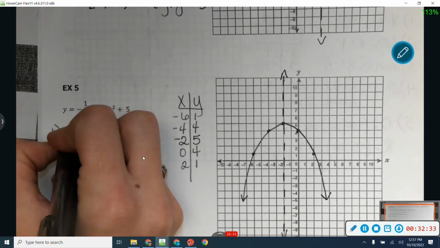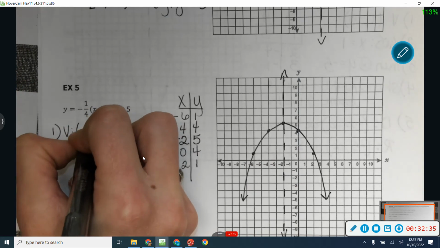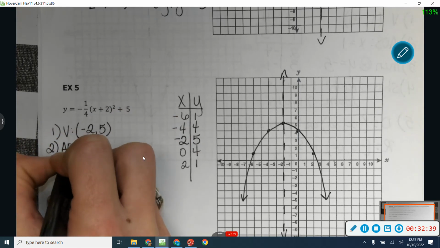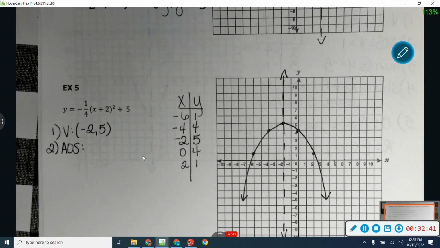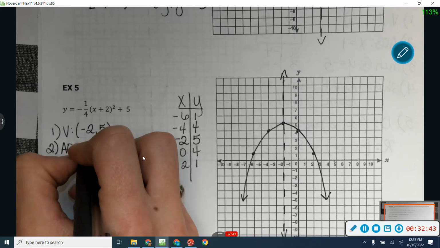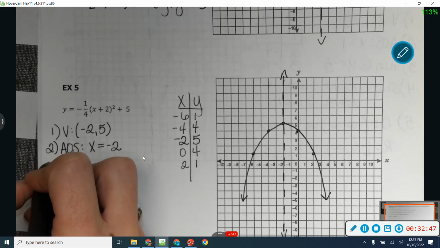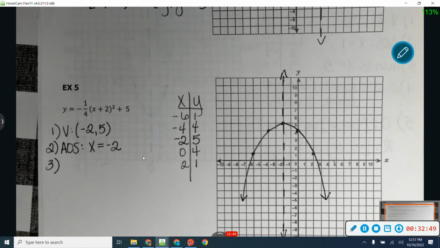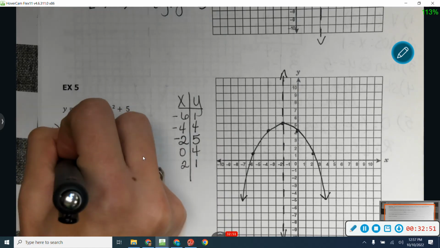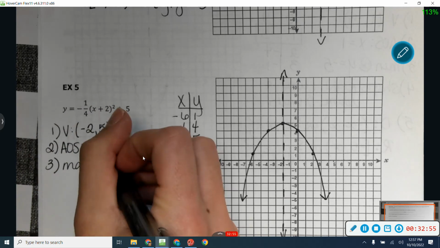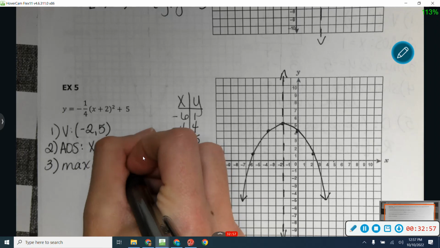Okay, so we're going to state our vertex is negative 2, 5. Our axis of symmetry, we drew it, but what's my equation? It's going to be x equals negative 2. Very good. Do I have a max or a min? Max. At? Y equals 5. Very good.